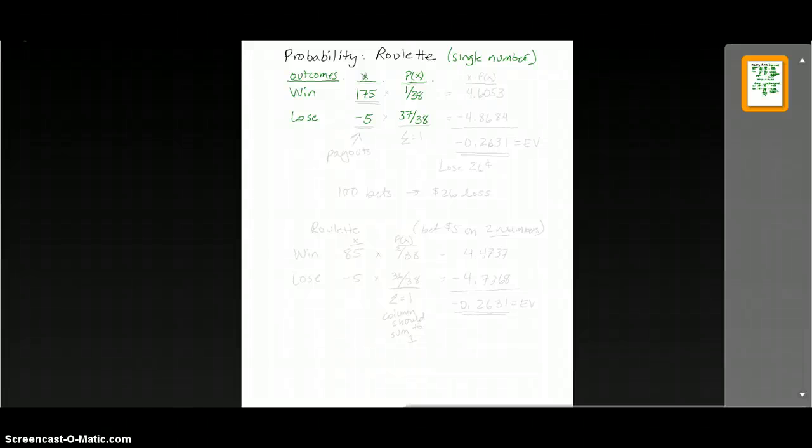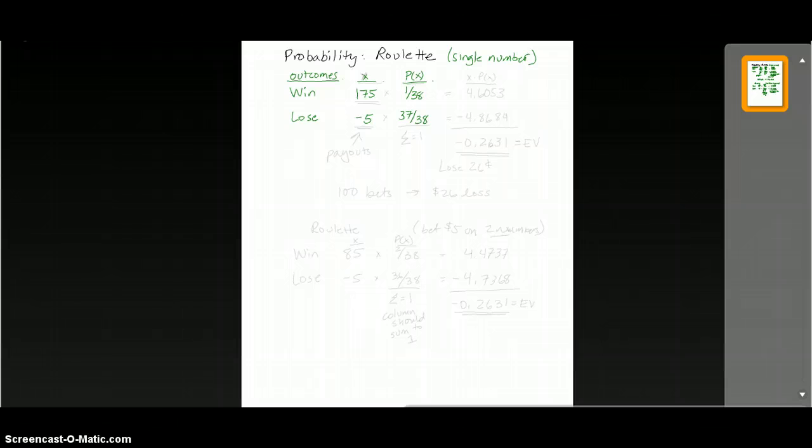I wanted to walk through an example of a roulette wheel. There's going to be a couple of them in your MML homework, but I thought we'd go through one together. The first one that I chose to do is looking at probability if I'm going to place my bet on a single number.